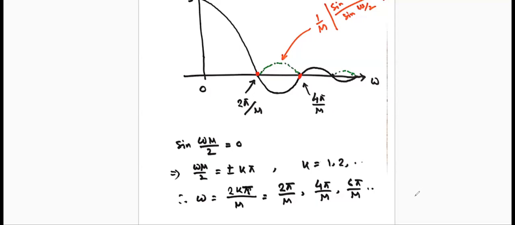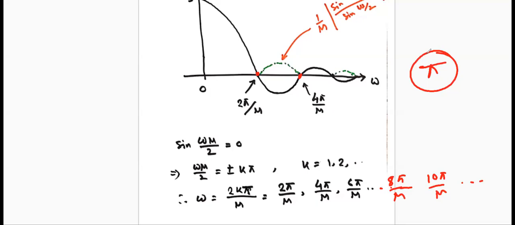But if I ask you one very simple question, how long should we proceed? The next one, definitely, should be 8 pi by m, then 10 pi by m. So how long should we go? We should go up to what? Up to pi, because pi is our range of view. If you can recall, pi is the range of view.